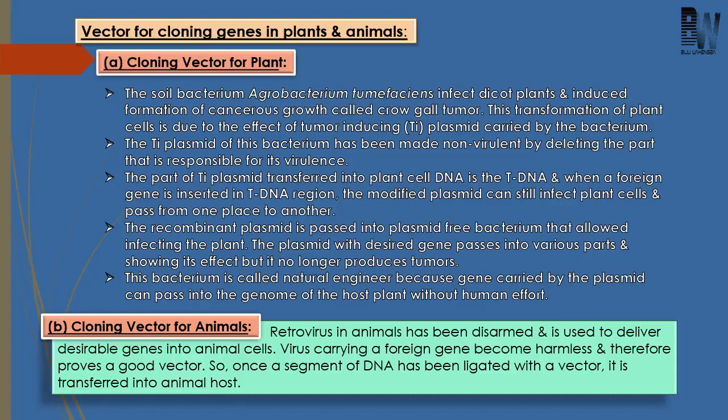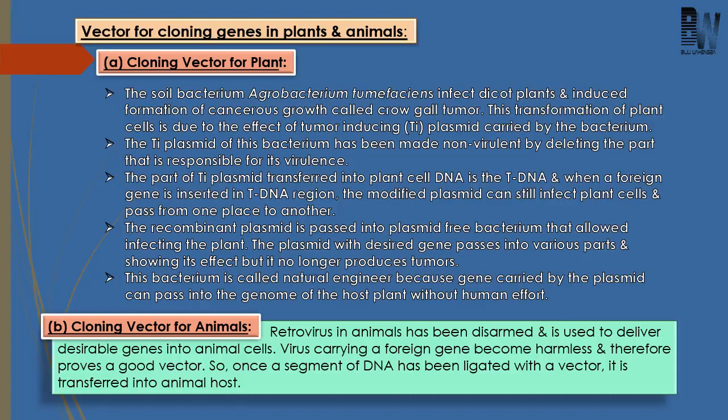When we come to plants, most of the dicot plants are infected by a particular bacterium called Agrobacterium tumefaciens, and this bacterium induces the formation of a cancerous growth known as crown gall tumor. This transformation or disease is induced by a gene present in the plasmid of Agrobacterium tumefaciens. That's why this plasmid is known as tumor inducing plasmid.